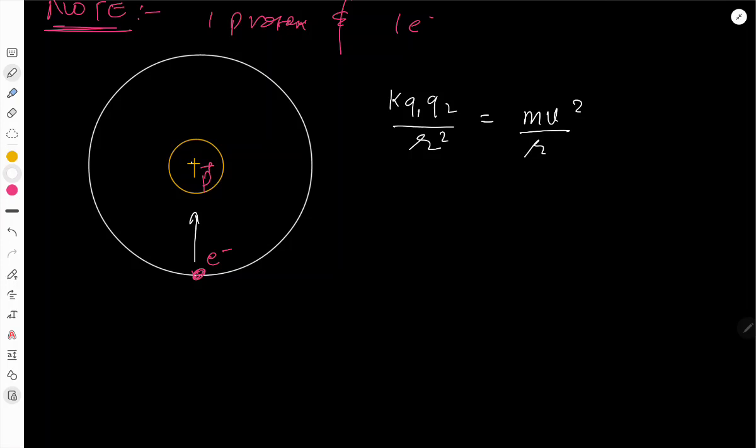And now let us substitute ahead. For generalizing the case, we are writing K Q1, that is the charge of a proton, that is E. Then the second is the charge of an electron, that is ZE upon R square. Then cutting this R square and R, we only remain with an R over here, and this is equal to m into the velocity of the electron squared. I'll write it like this.